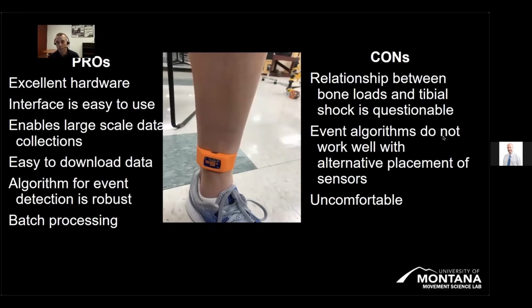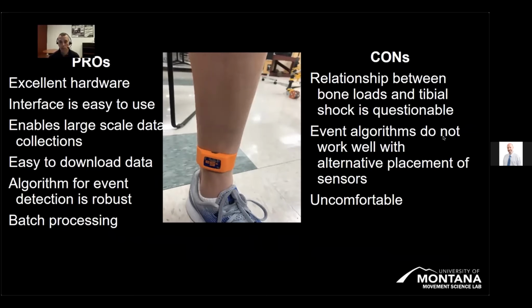The scientific underpinning linking peak tibial shock to bone loads is a little bit questionable, primarily because it doesn't really account for muscle forces, which are going to be significant. And the event algorithms don't do quite as well if you use an alternative placement, for instance, putting the device a little bit more proximal on the person, which you might have to do if you're wearing a big boot. So for instance, if you're in the military or a wildland firefighter, you're typically going to be wearing a high boot.